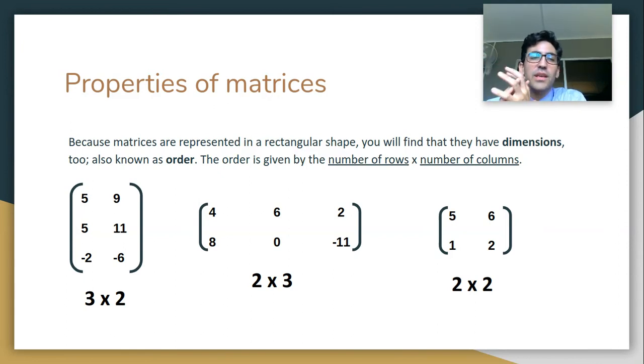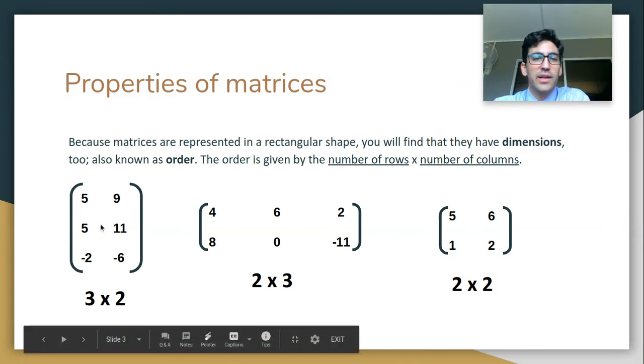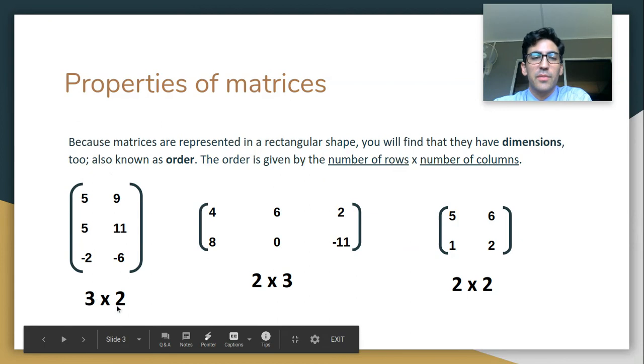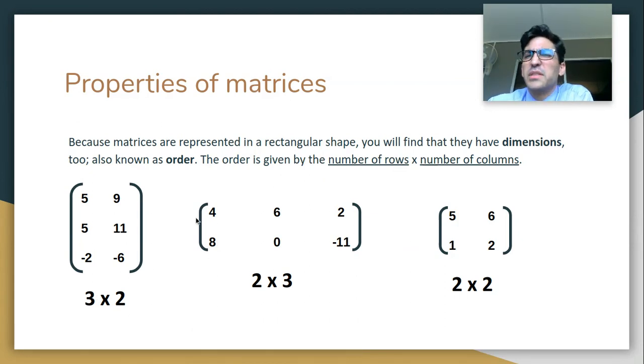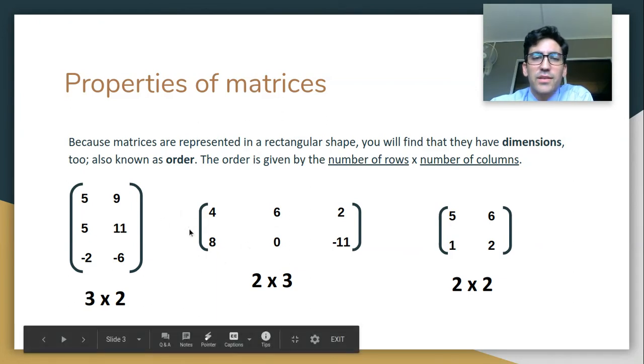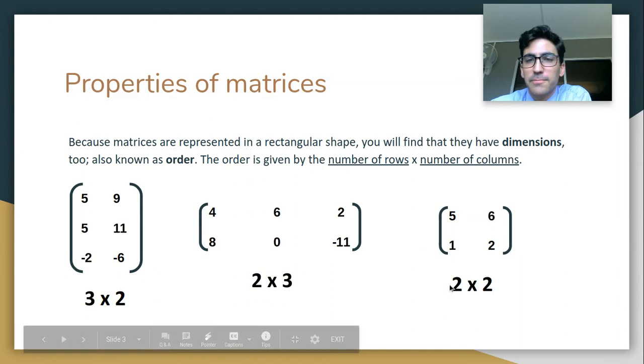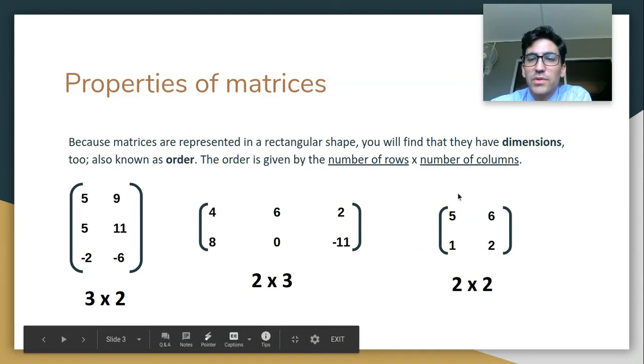So you can see our first example over here. We have 3 rows, 1, 2, 3 rows, and we have 2 columns, 1, 2 columns. So it is represented as 3 by 2, 3 times 2. But we can say 3 by 2. This matrix has 1, 2 rows and 1, 2, 3 columns. So we just call it a 2 by 3 matrix. This has 2 rows and 2 columns, so we will call it a 2 by 2 matrix.